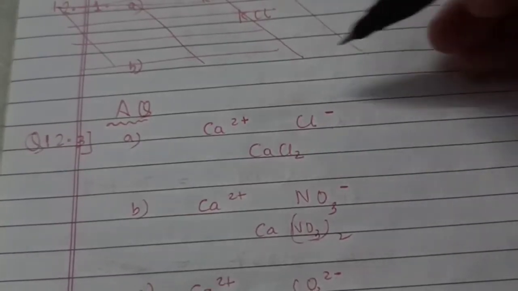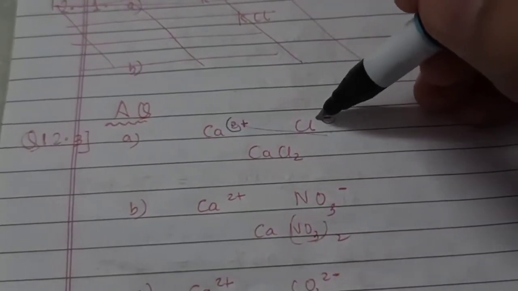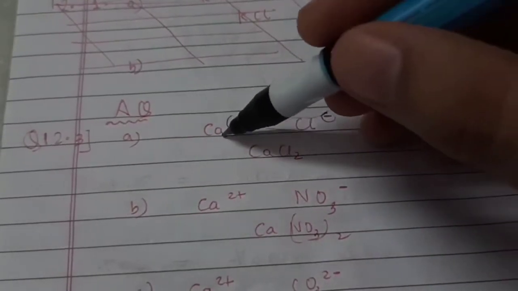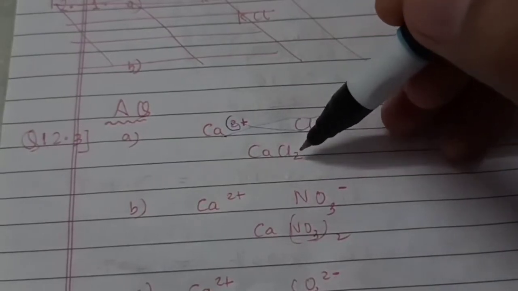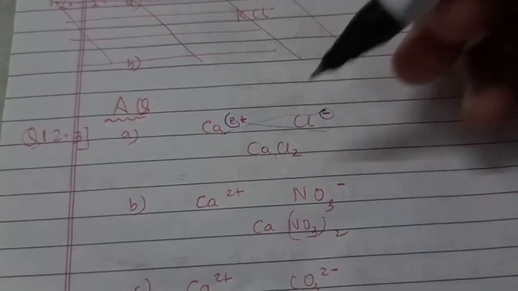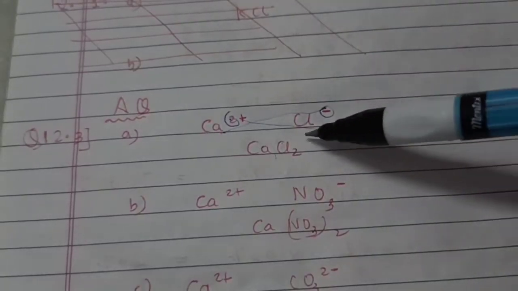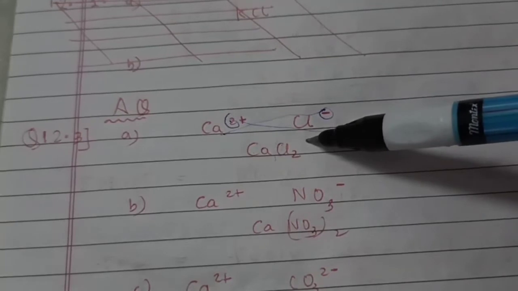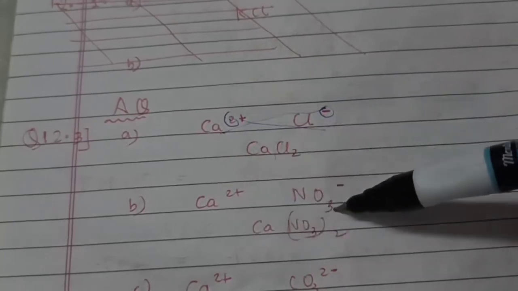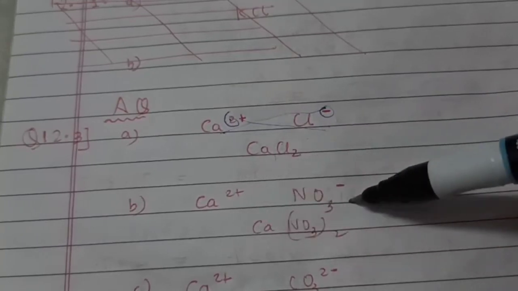So if I do a crisscross method, that is this 2 comes down to chloride, and the 1 goes down to calcium. So I get Ca1 Cl2, but there is no need to write a 1. So answer is CaCl2. With a lot of practice, you'll become an expert in this, and then you can write the answer directly. Now calcium nitrate, Ca2 plus NO3 1 minus. 1 goes down to calcium, 2 goes down to nitrate.